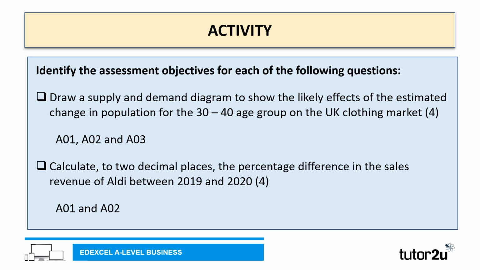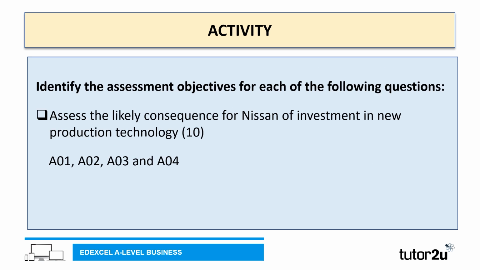So hopefully you've managed to have a go at that. The first one, draw a supply and demand diagram. This examines assessment objectives AO1, AO2 and AO3. The calculate question, calculate to 2 decimal places the percentage difference in the sales revenue of Aldi between 2019 and 2020, assesses assessment objectives AO1 and AO2. Finally, our assess question, assess the likely consequence for Nissan of investment in new production technology. That examines all 4 assessment objectives.